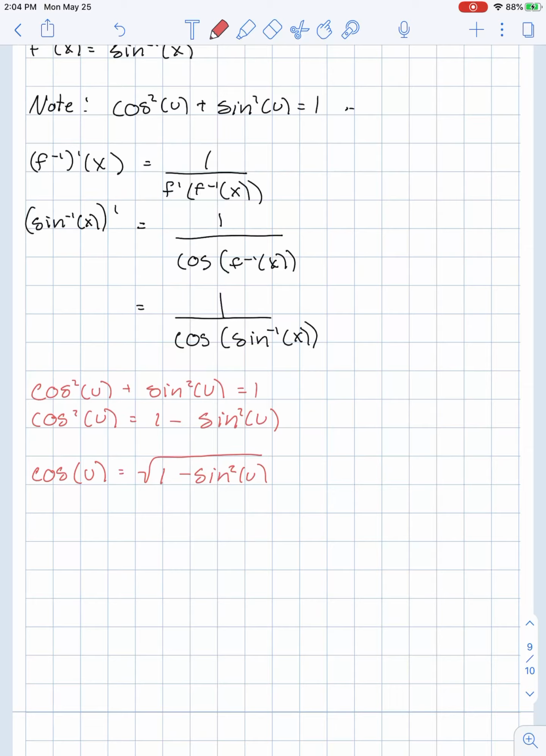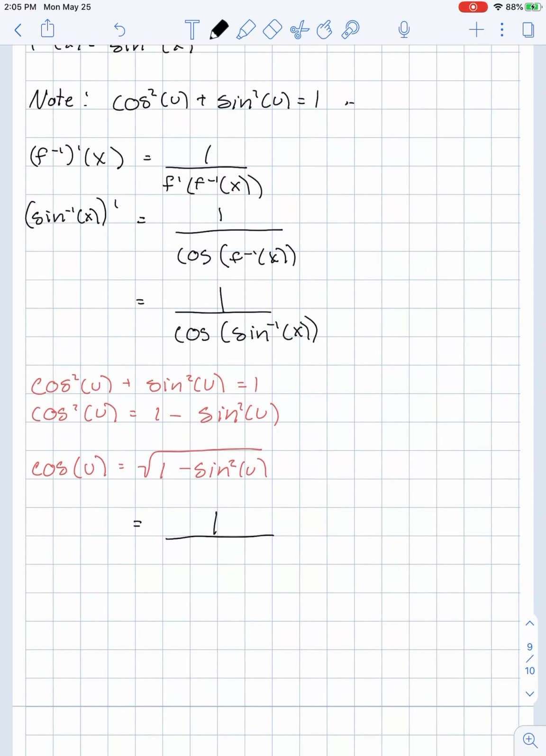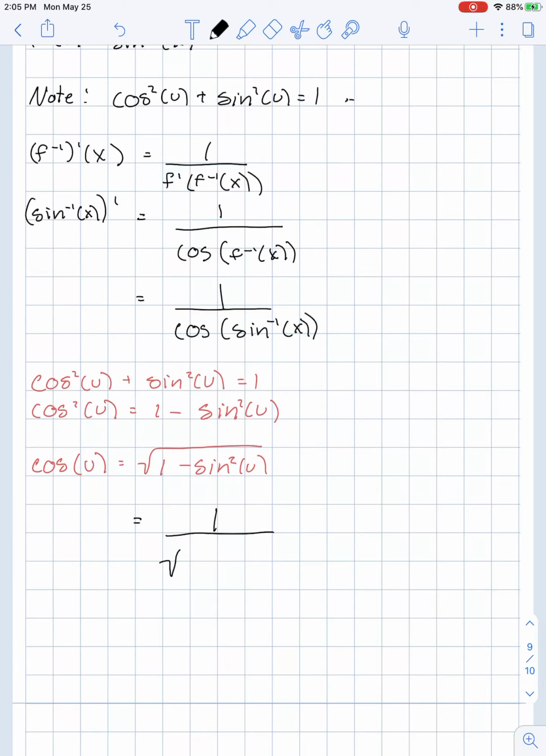So I'm now going to plug in for where we started in black, or where we ended. So 1 over, instead of cosine of sine inverse of u in this case, I'm going to have the square root of 1 minus sine squared of sine inverse of u. Not u, x. Let's extend this a little bit. Oh, apparently I'm hungry. Okay.